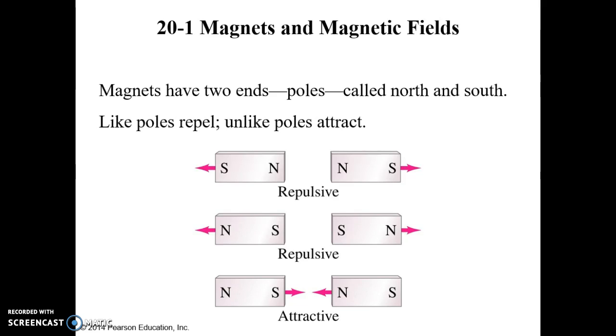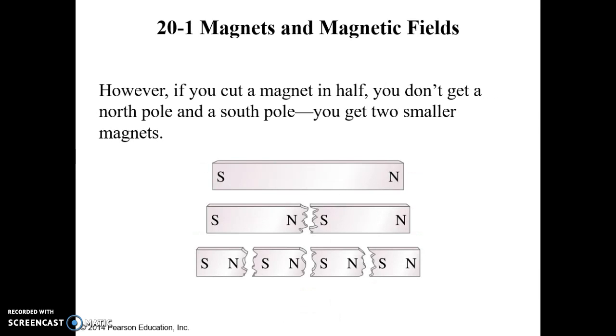One concept to learn is that a magnet has a north and south pole. Like poles repel and opposite poles attract. A second concept to learn is that if you break a magnet in two, you get two new magnets, each with its own north and south pole.